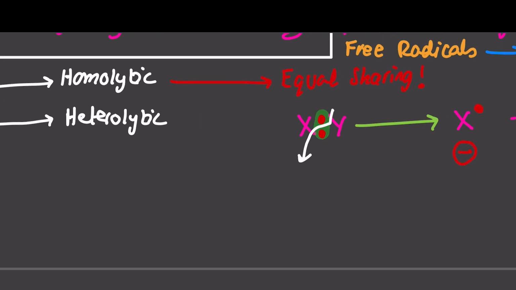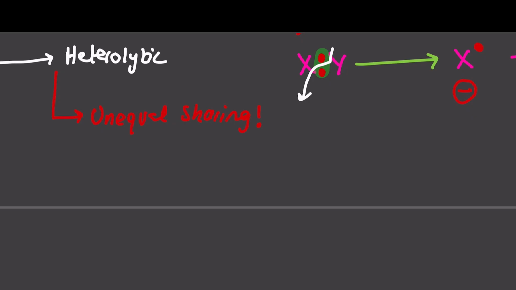Heterolytic fission is really simple. This is something that we've been seeing for a very long time. It is the good old unequal sharing. Again, we'll look at a diagram and try to understand it that way. The same thing: we have a compound, and in the middle we have two electrons, or we could say there's an electron cloud present over here. What happens is that one is going to be taking all of these electrons.